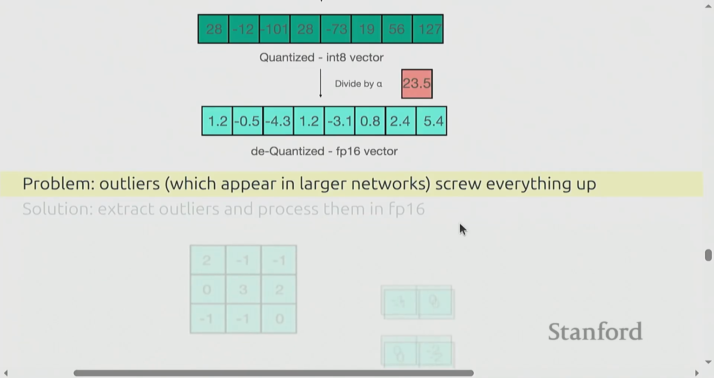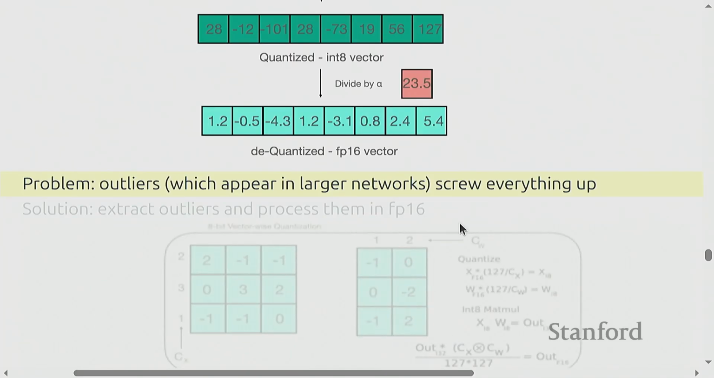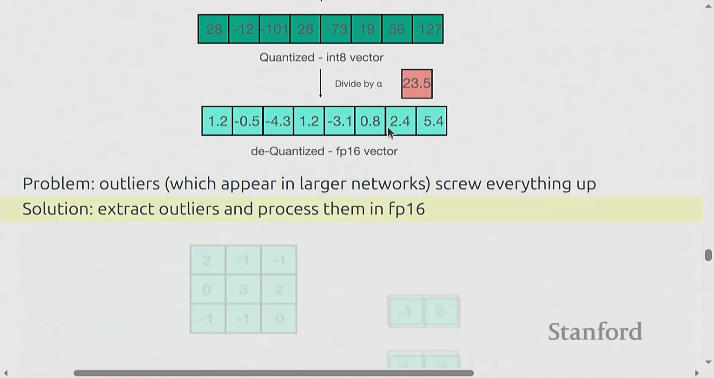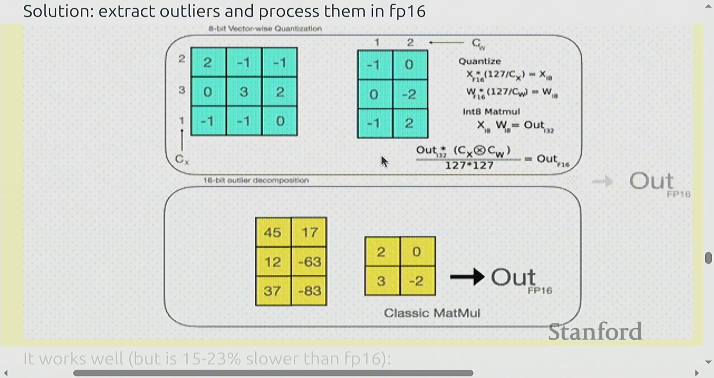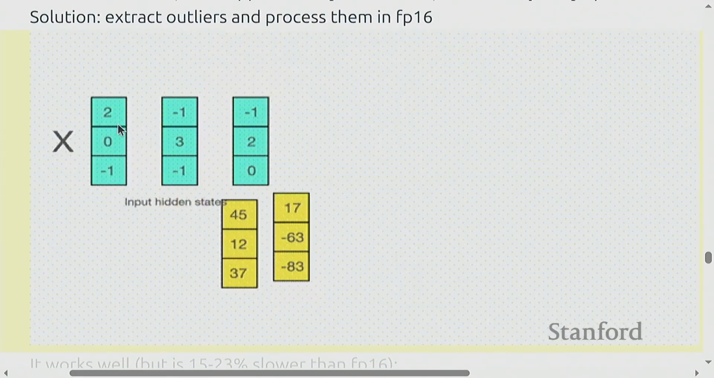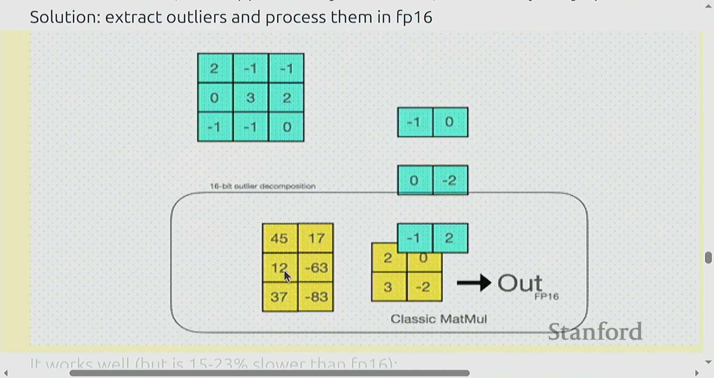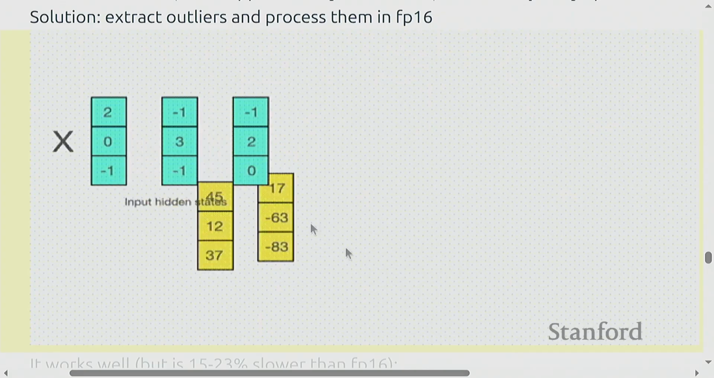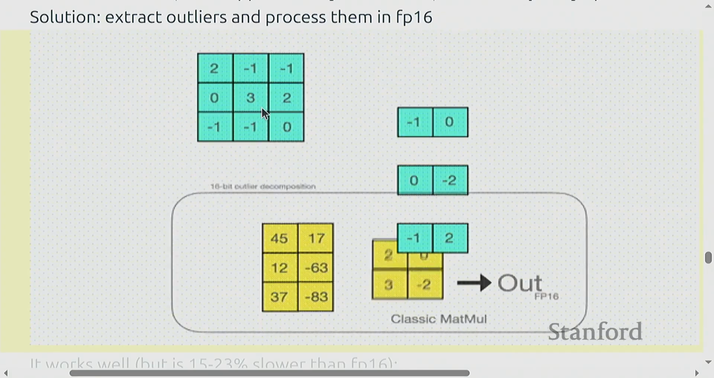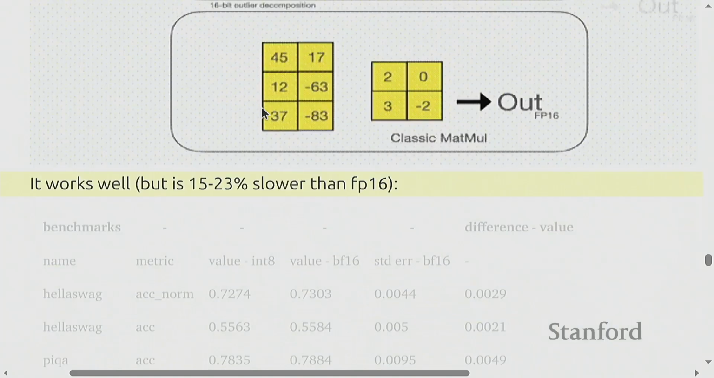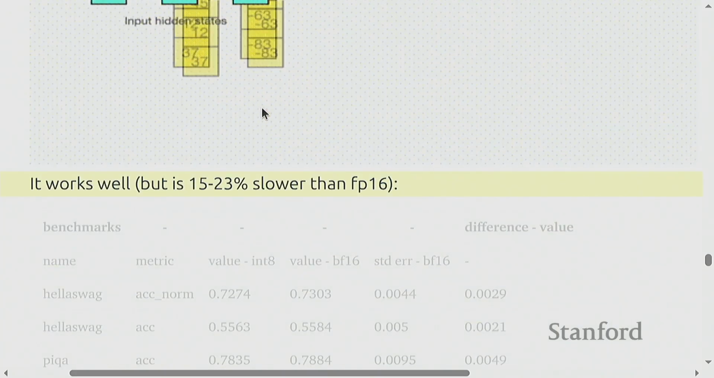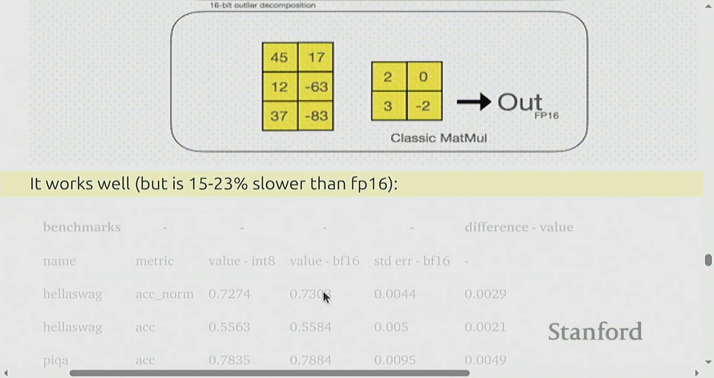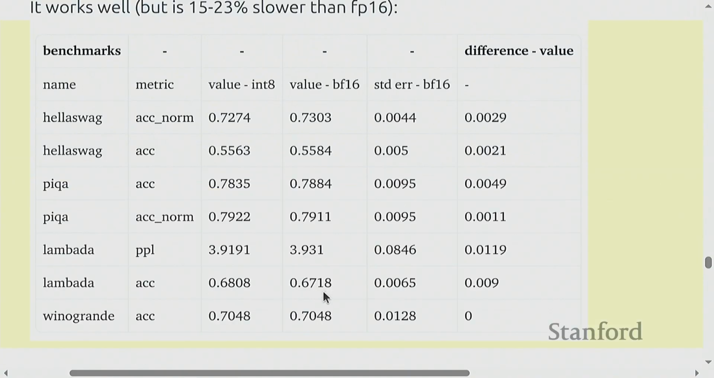So the problem with int8 is that not everything fits nicely, and you have these outliers which appear in larger networks that screw things up. So what this paper did is that you take this matrix, you identify the really large outlier values, and then you handle them separately in full 16-bit precision, and then do the vast majority in int8. So this works well, but is actually a bit slower. So the motivation here wasn't inference speed, but more even being able to fit your model into memory.